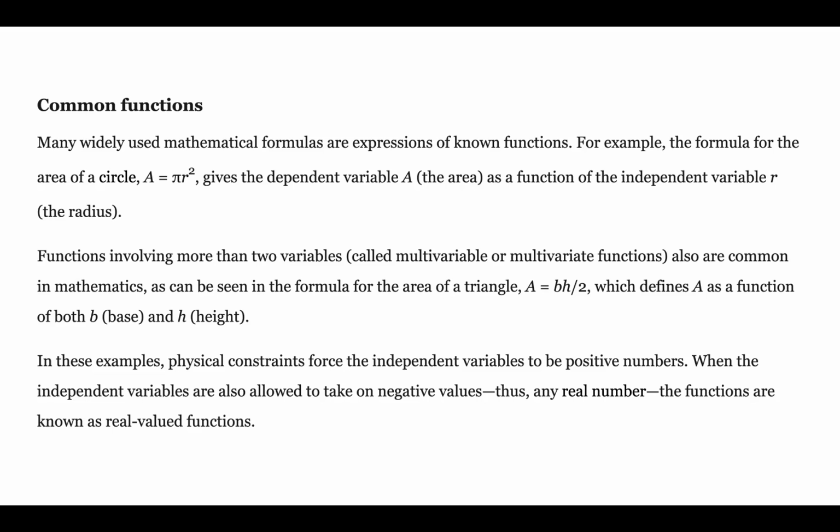When the independent variables are also allowed to take on negative values, thus any real number, the functions are known as real valued functions. What this sentence means is that for the area of a circle or the area of a triangle, these are positive numbers always. We do not take the height of the triangle as -2, etc. We take it as positive real numbers.